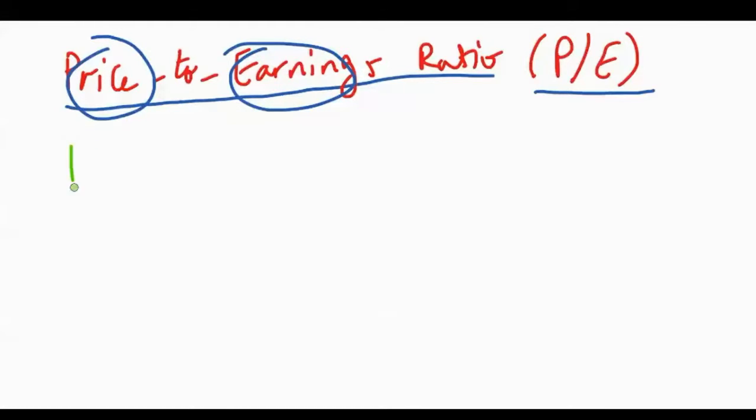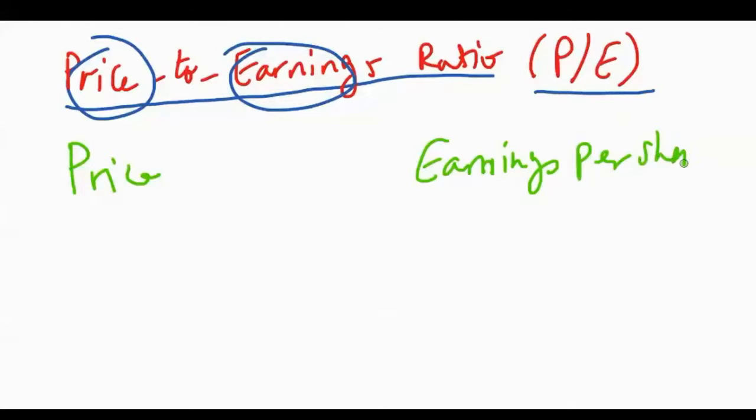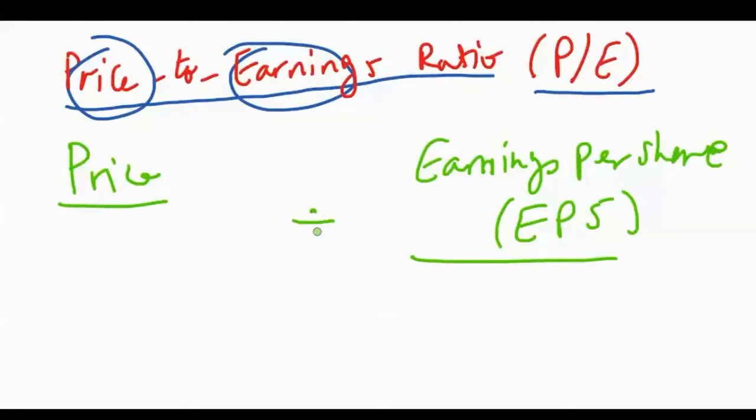So what's included in here? From its name, it's simple. It has the price of the stock and it has the earnings per share, abbreviated as EPS. So we have the price of the stock and we have the EPS. The P/E ratio is basically taking the price of the stock, then we divide it by the EPS.